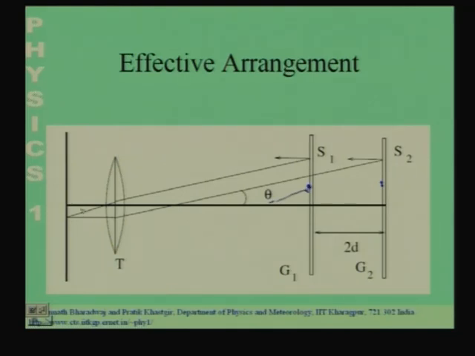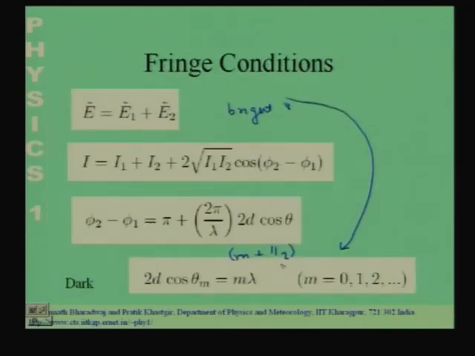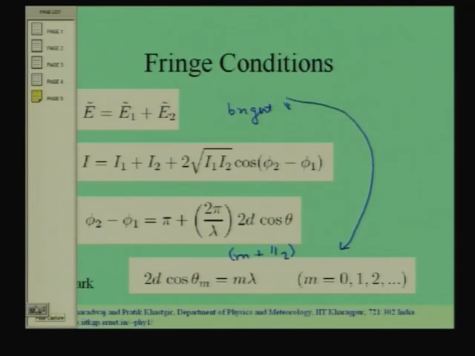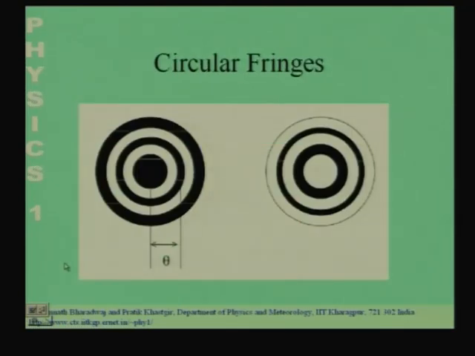The second point is that this whole apparatus is symmetric around this central axis. So, you could rotate the whole thing around the central axis, and you will get the same condition to hold. What this tells us is that you will get circular fringes. The fringe pattern that you observe on the screen, or if you put your eye at the eyepiece of the telescope, or if you put a lens and focus the light onto a screen, is a circular pattern of dark and bright fringes.